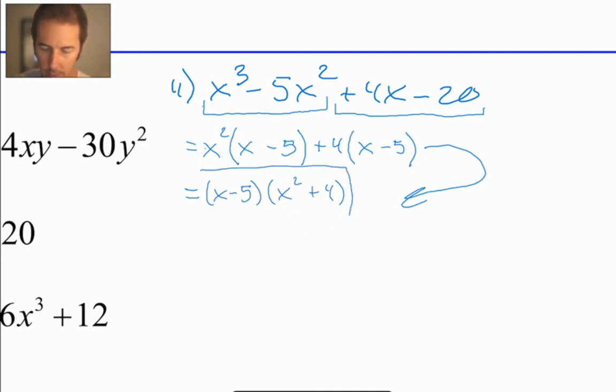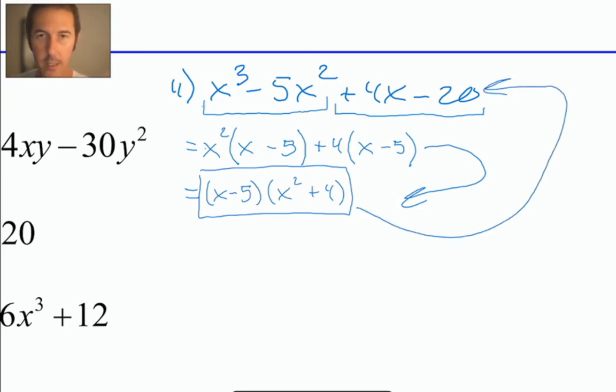Fantastic. We did it. We performed factoring by grouping, and as a result, we got a binomial times a binomial, the kind of thing that can eventually be FOILed. And in fact, if you went through the process of FOILing this answer, you should, and you better, get your original expression again.